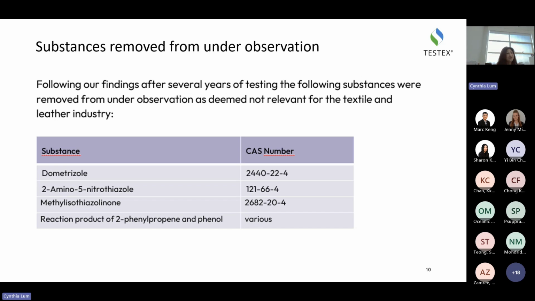Substances removed from under observation group. These were tested in the last year or maybe the last couple of years, but since there were insufficient data that links them to the textile and leather industry, OEKO TEX had decided to remove them from the RSL list, meaning that they hardly pose any detrimental incidences when used in textile and leather industry.